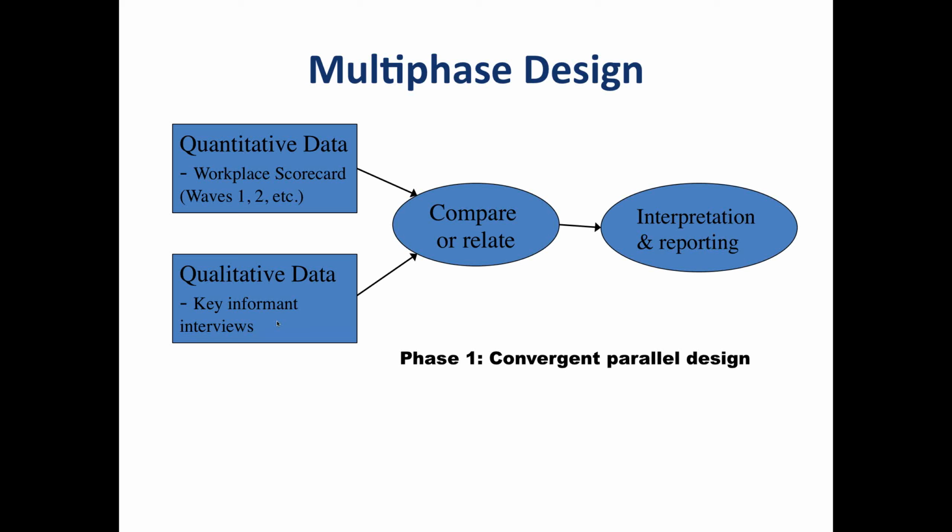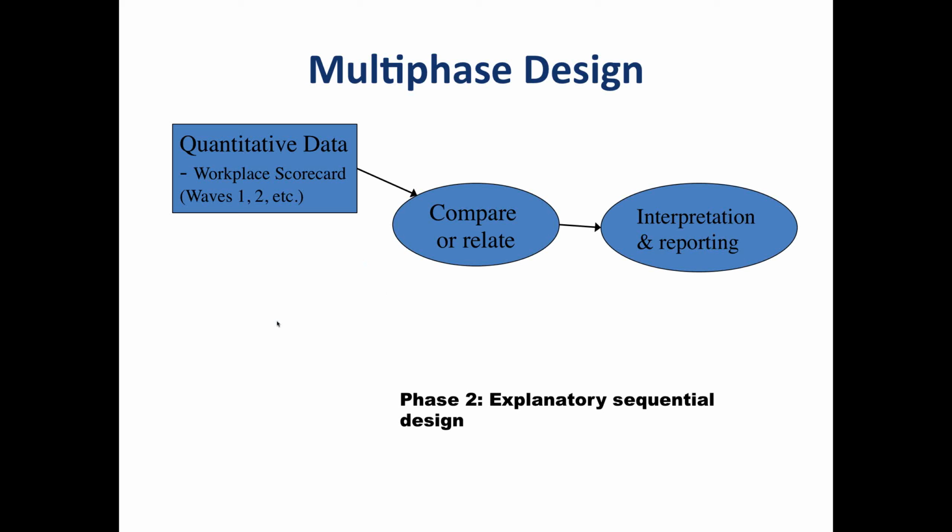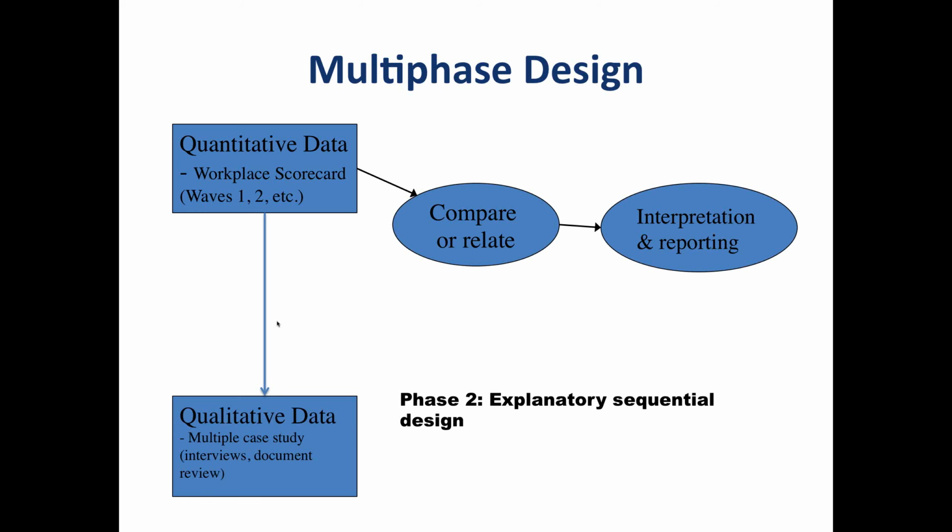We have some preliminary data from both of these where we're starting to compare and relate them across, and we will continue to do that through an iterative process throughout this phase of our research. We'll also integrate the data from both the quantitative and qualitative data together into the interpretation and reporting. The second phase of our study is what's known as an explanatory sequential design. What this means is that we're taking our quantitative data that we collected from the Workplace Scorecard, and we are using that to inform additional qualitative data collection.